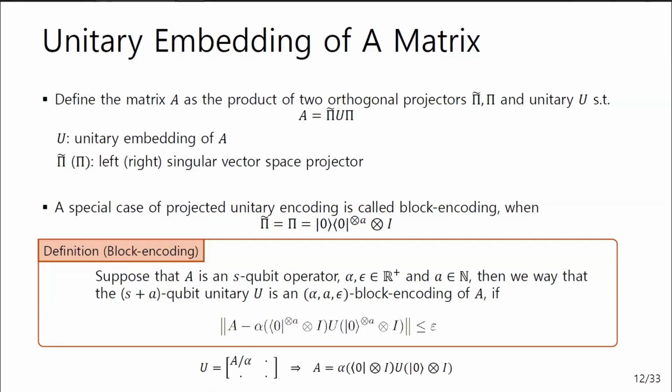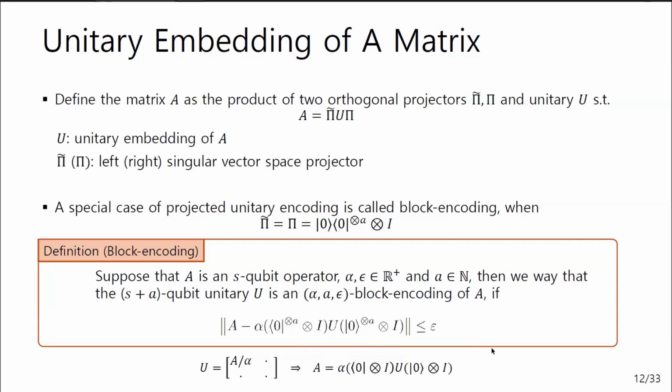Suppose that A is an s-qubit operator, and alpha and epsilon are positive real values. Then the (s plus a)-qubit unitary U is an (alpha, a, epsilon) block encoding of A if the difference between A and alpha times the bra-zero tensor identity, U, ket-zero tensor identity is less than epsilon.